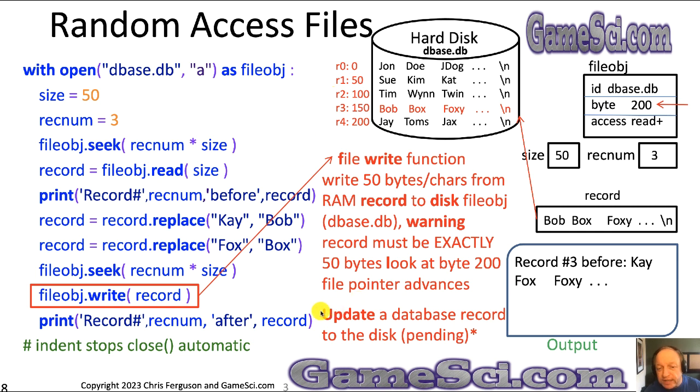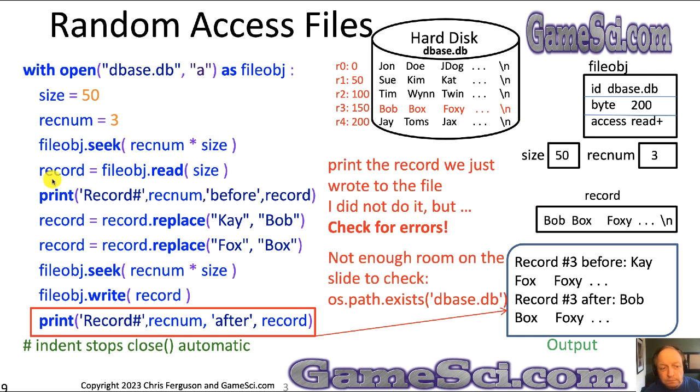So what I just did is update a database record to the disk. I'll put my little pending warning because I've warned you before that writes to the disk drive don't usually happen until you flush the operating system buffer or close the file. So for now, let's say we are pending a write to the disk drive. Print record number 3 after, and print the record we just wrote to the file.